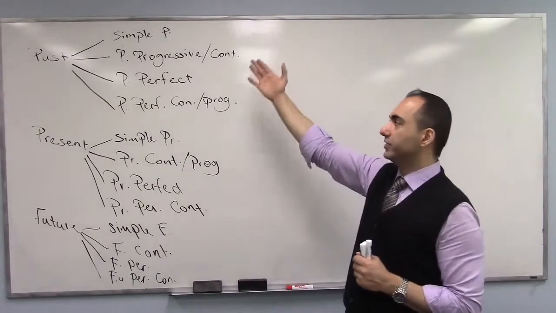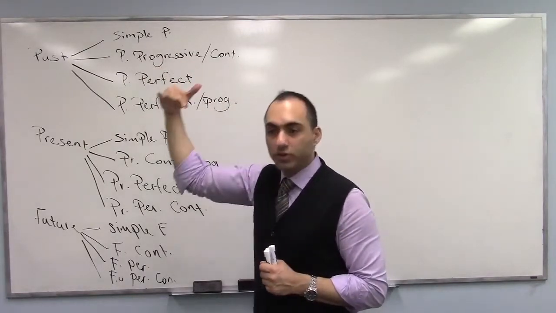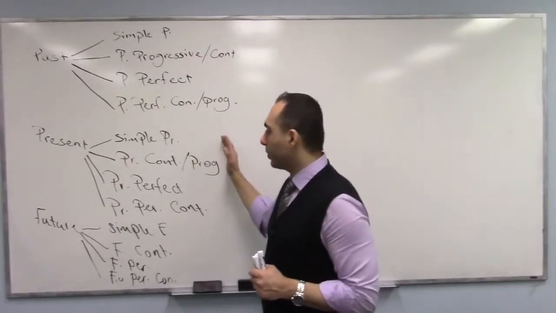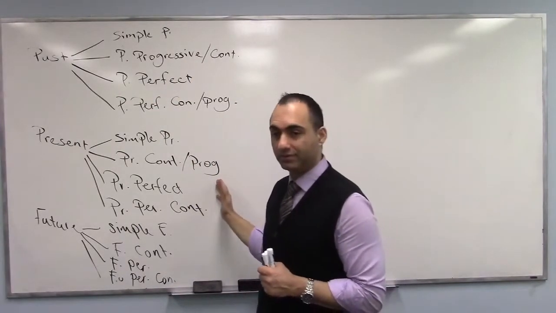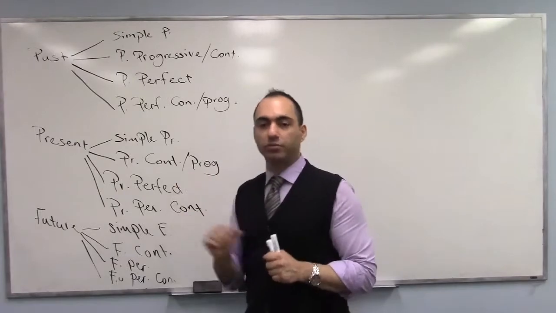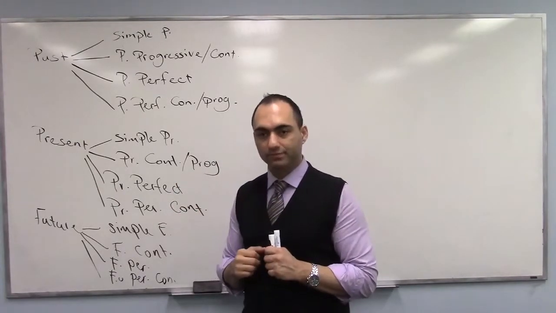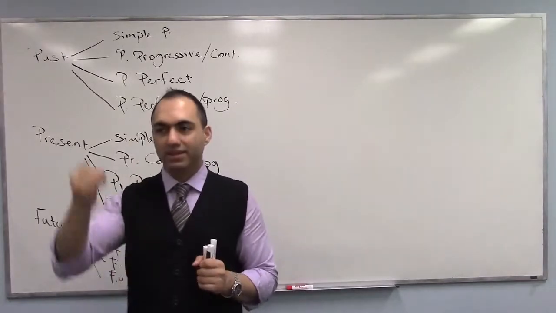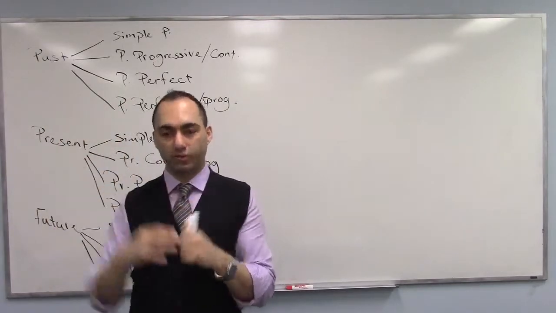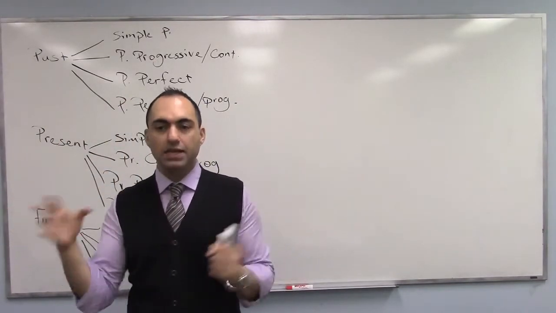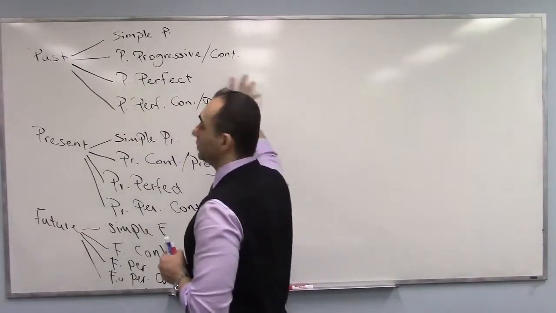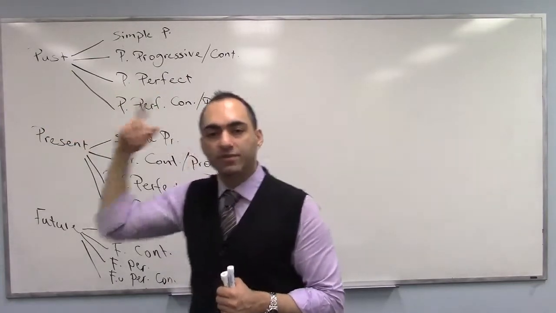So starting with past, we have simple past, past continuous, past perfect, and past perfect continuous. The same thing for present: simple present or present simple, present continuous or progressive. Progressive and continuous are the same. So present progressive, present perfect, present perfect progressive, or present perfect continuous. Same thing for future: simple future, future continuous or future progressive, future perfect, and future perfect progressive, or continuous. So we have 3 major tenses, 4 divisions for each, and 3 times 4 would be 12.